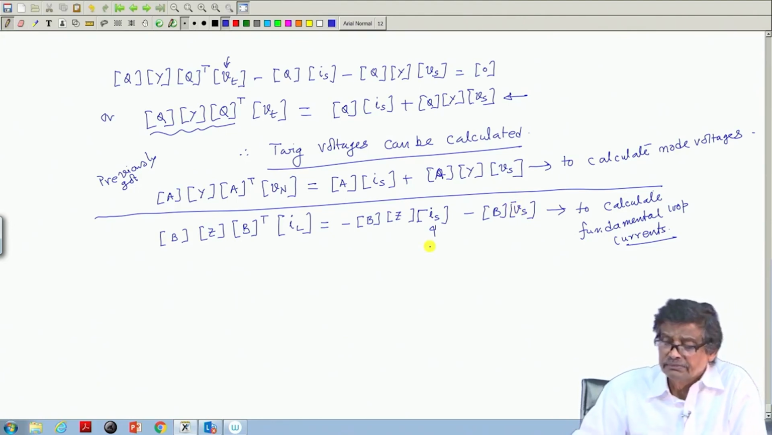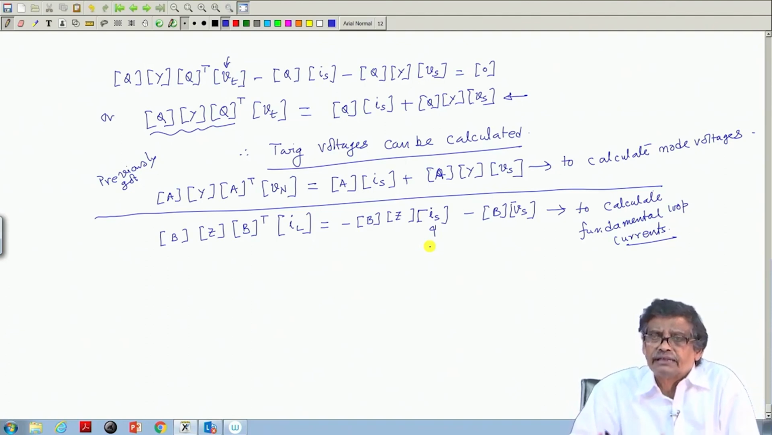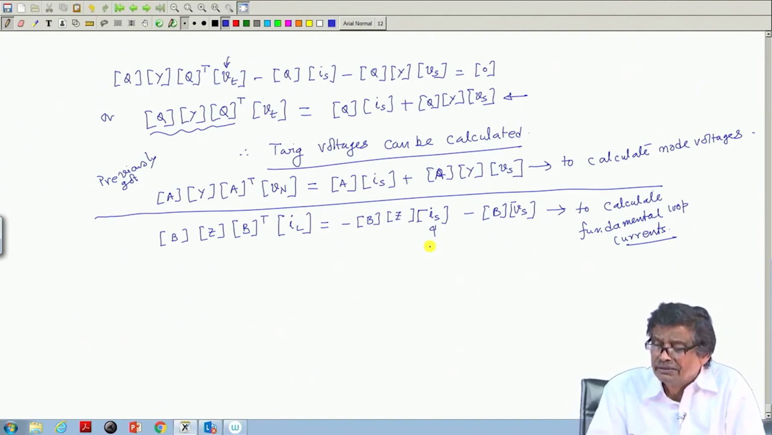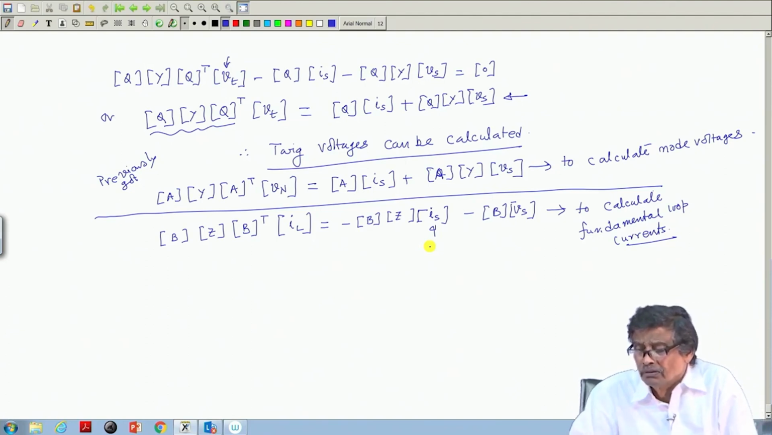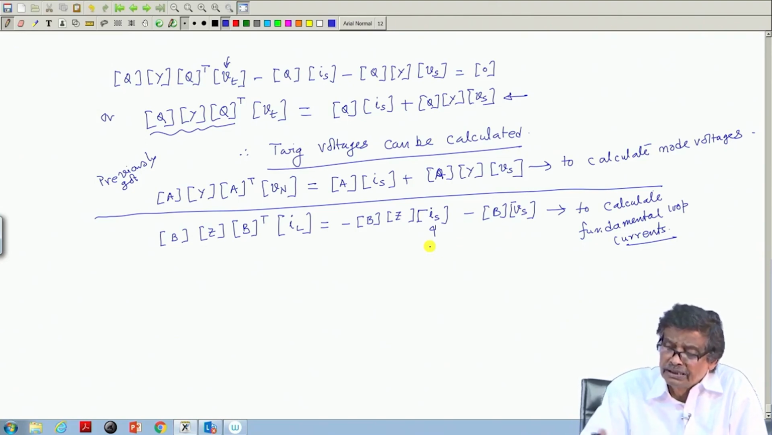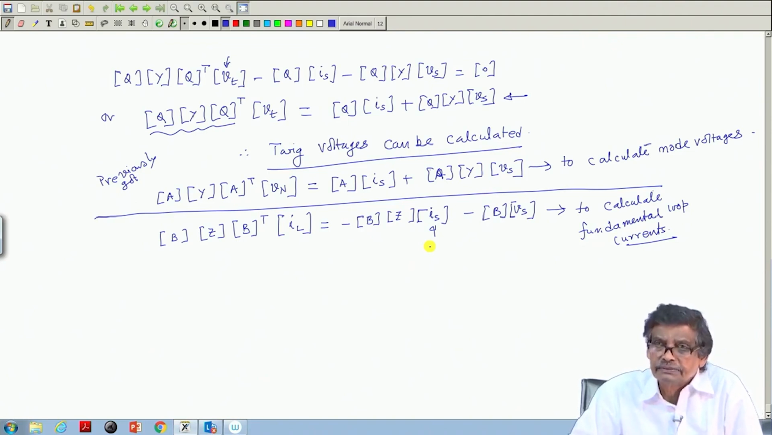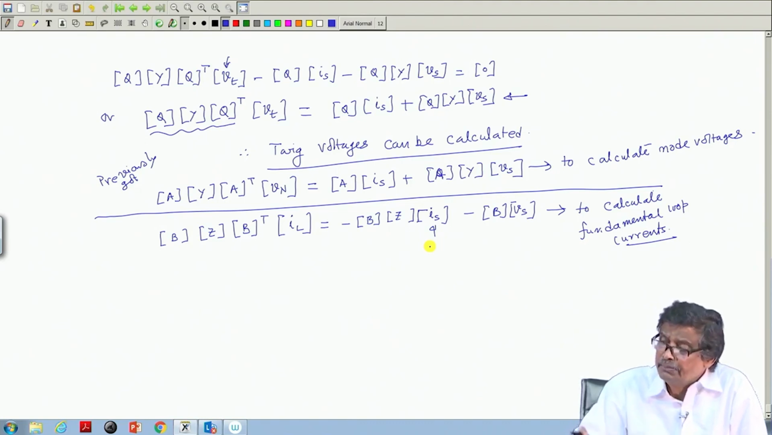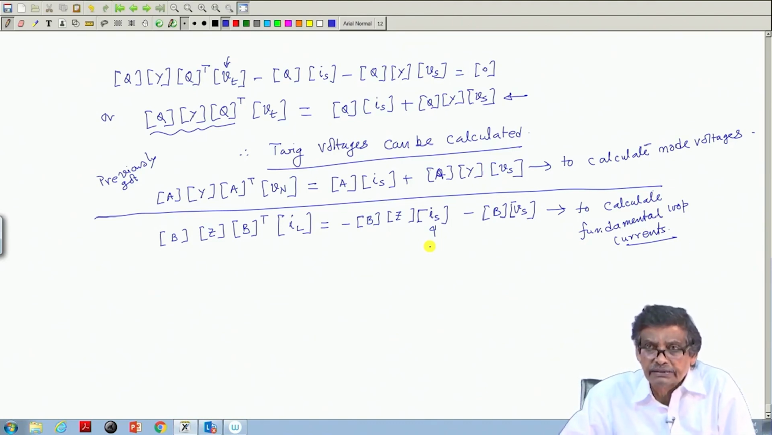So, that can be done no matter whatever the size of the network is. Then write a small code in MATLAB or on whichever platform you like and get the currents. A very systematic approach to solve the networks. Therefore, all the three methods I have discussed.